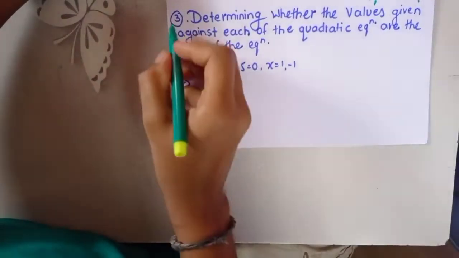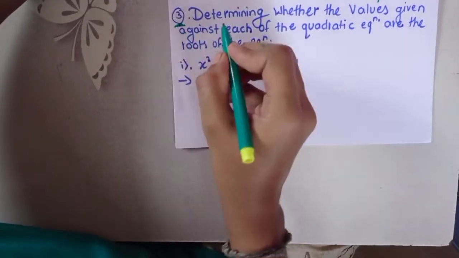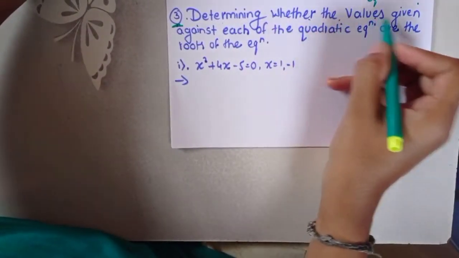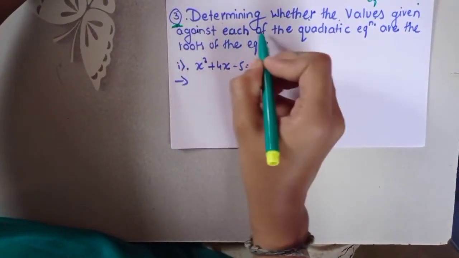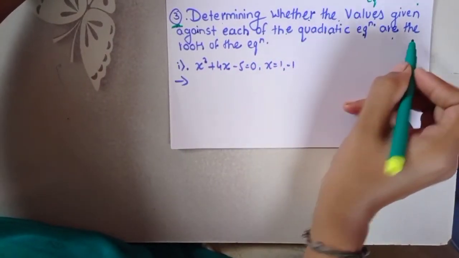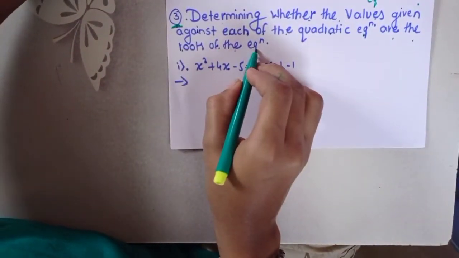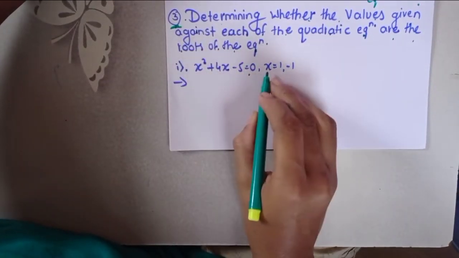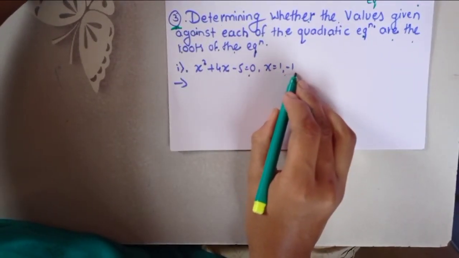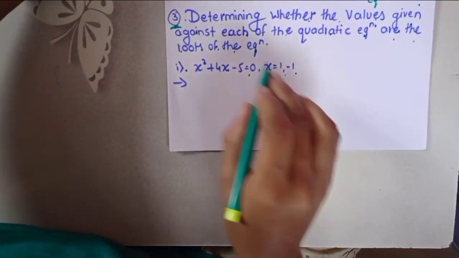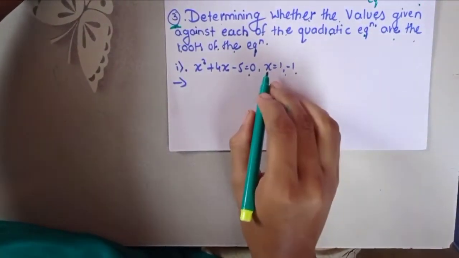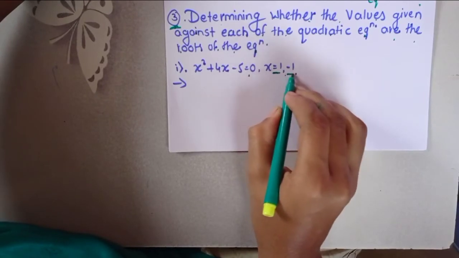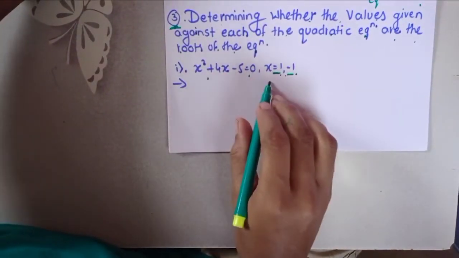Question number 3 from the practice set. The question is to determine whether the values given against each of the quadratic equations are the roots of the equation. Here the equation is given, and x is equal to 1 and minus 1. They have asked us to identify whether these are the roots of the equation or not.